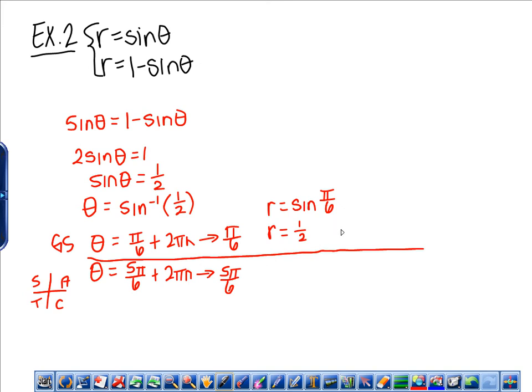So then one of my solutions is going to be 1/2 comma pi over 6. All right, that is a solution. Now for the other one, same thing. And again, I'm plugging it into the first one because that's easier to do. You really could plug it into either one, and hopefully you can pick up on the fact that if I were to plug it into the next one, 1 minus 1/2 is 1/2. So this also gives me positive 1/2.